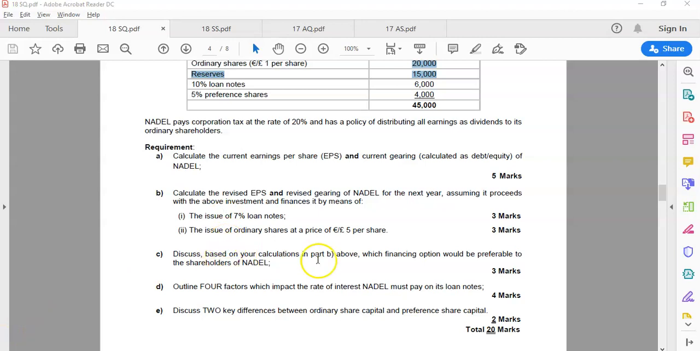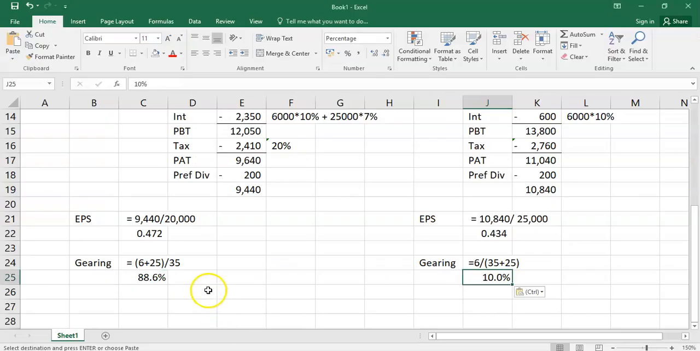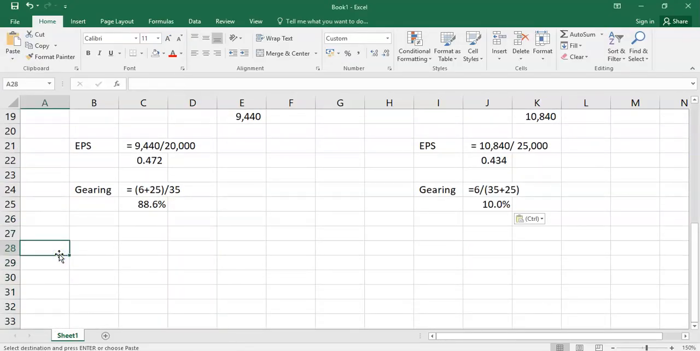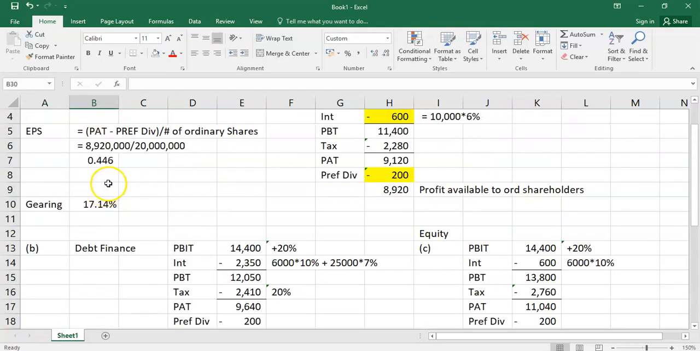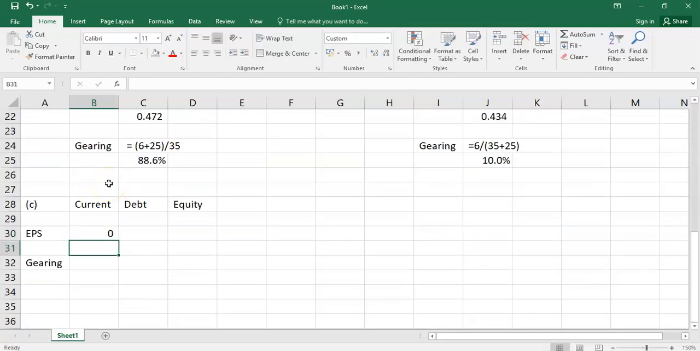So what you're asked in part C then is, based on your calculations in B, which financing option would be preferable to the shareholders? Now I would always start off by, for your part C, list them out. Your current, the debt option, and the equity option, just to show the examiner that you've done your calculations, but also then that it makes it easier for you to make conclusions as well and comment on them. So the current situation here, 0.446 and 17.14%. Now I'll tidy up these just to make sure. So they are 446 and that's a percentage.